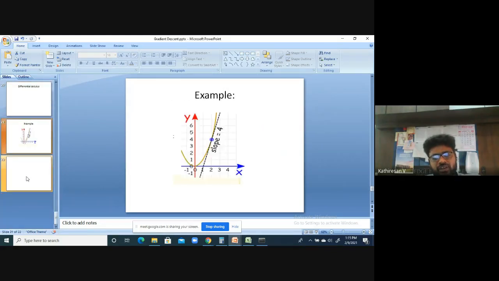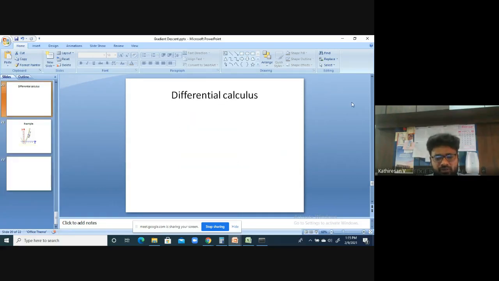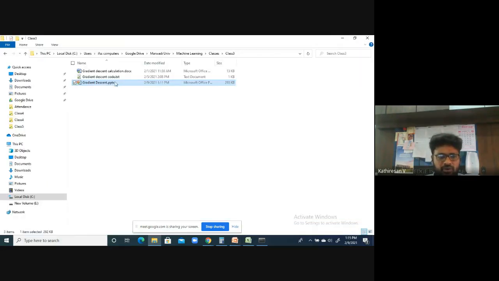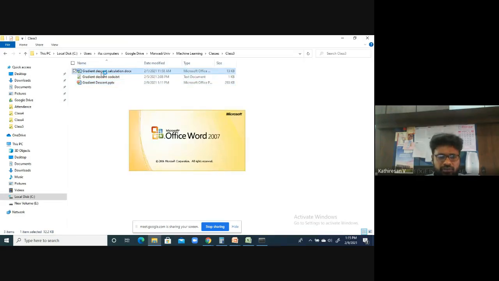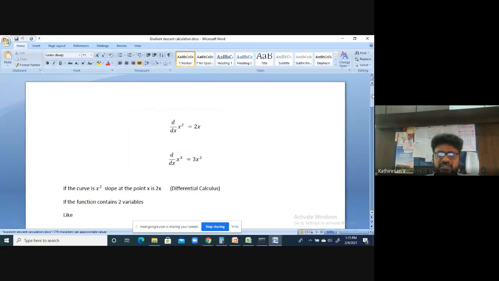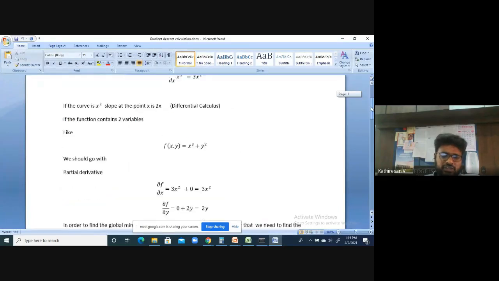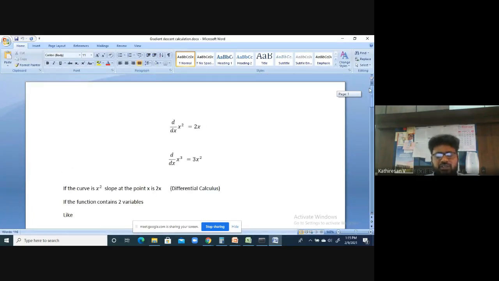So in order to find the slope of a point, you have to go with what? You have to go with differential calculus. We have to use differential calculus in order to find the slope of a point. Say for example, if your curve is x square, 2x is the slope of a point at any x point in that curve. Okay, consider x square.